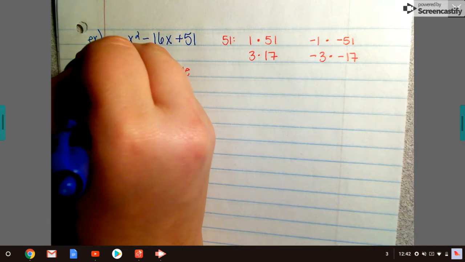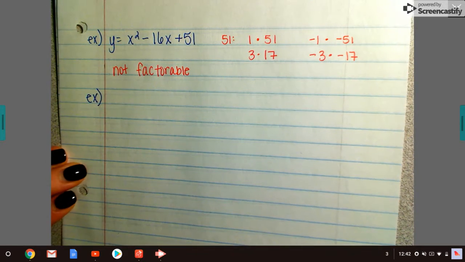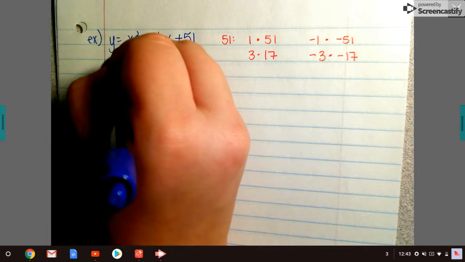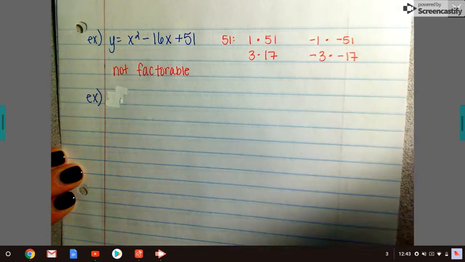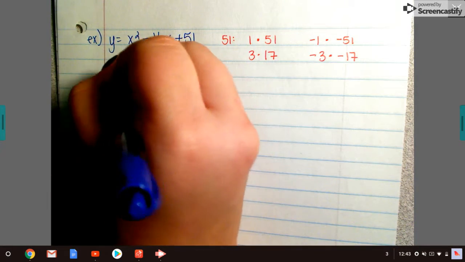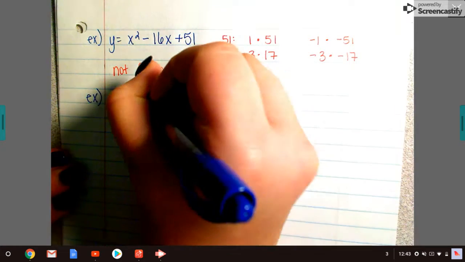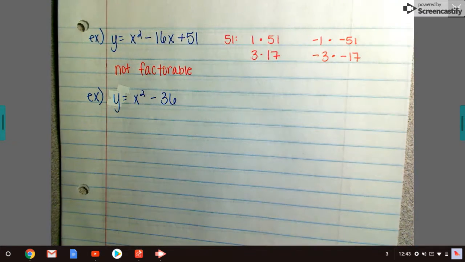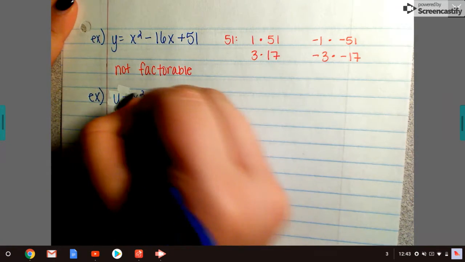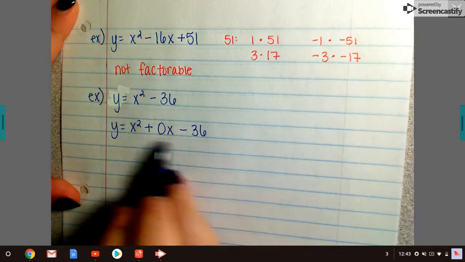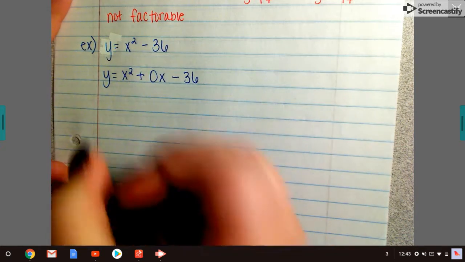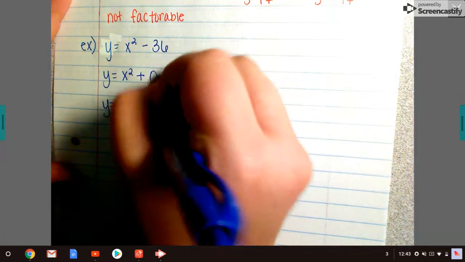Let's do one more. I need to start with the y equals. Sorry about that. Y equals x squared minus 36. Now notice right off the bat, this one looks a little bit different because there is no b term. I could think of this as y equals x squared plus 0x minus 36. And it might be nice to think of it like this in the beginning so that when I FOIL, I can think about what that middle term is.